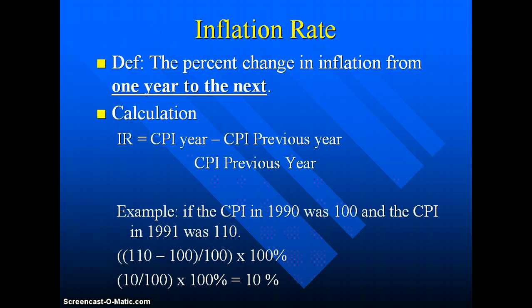And the good news is, like any other problem that's a percent change, we've done this before. It's that whole new minus old over old thing. In this case, though, the value is your CPI. So real simple. The inflation rate is equal to the CPI of the year you want to find out about minus the CPI of the previous year, divided by the CPI from the previous year, times 100%. Okay, and so for an example, if the CPI in 1990 was 100 and the CPI in 1991 was 110, we take 110 minus 100 divided by 100 times 100%, and we find out the inflation rate was 10%.